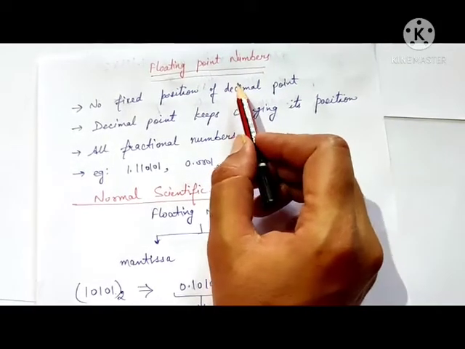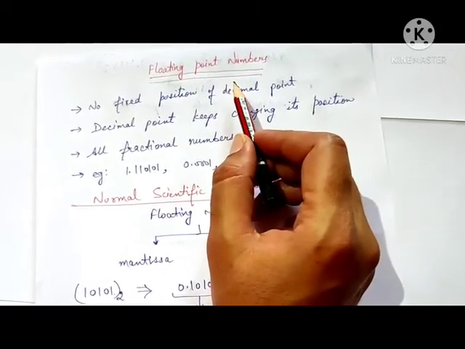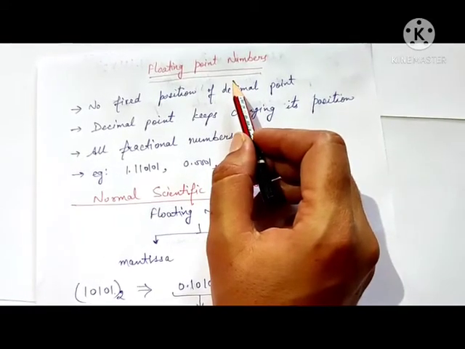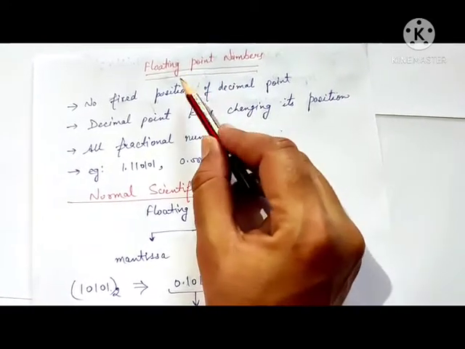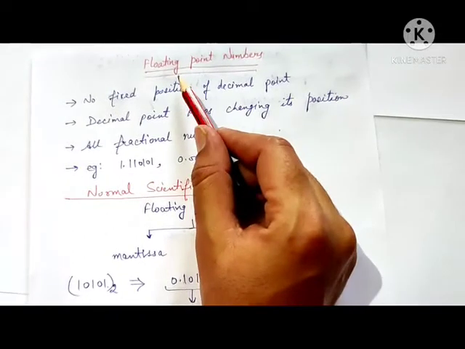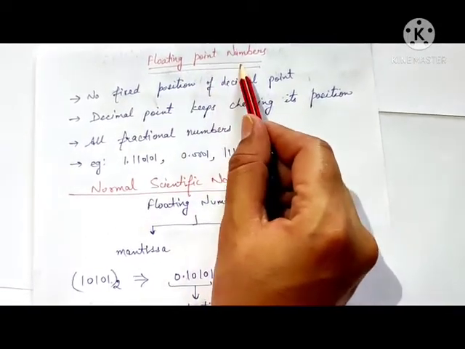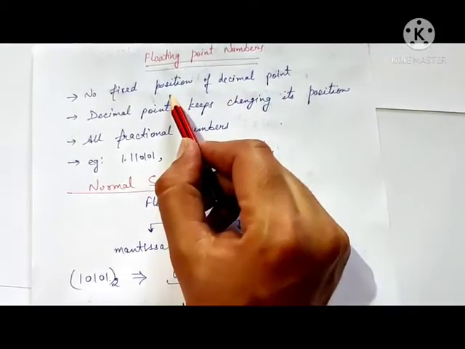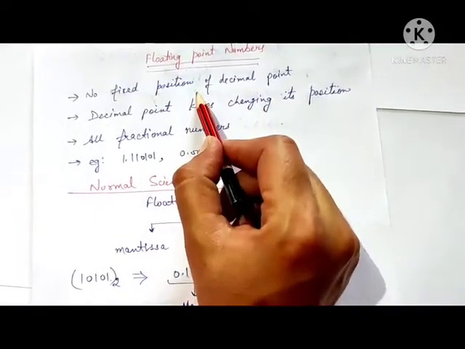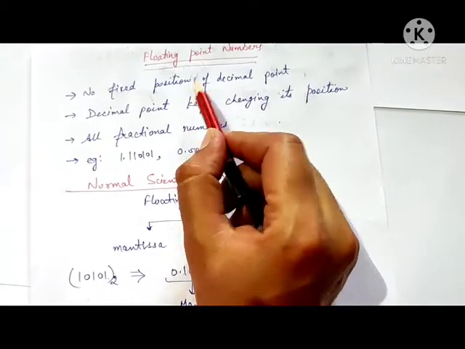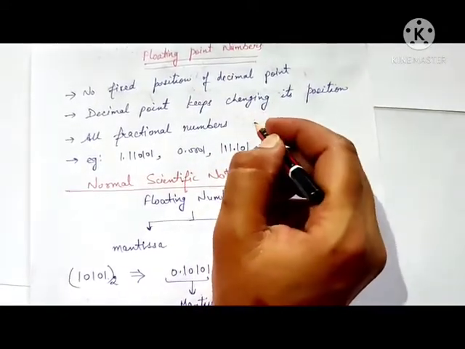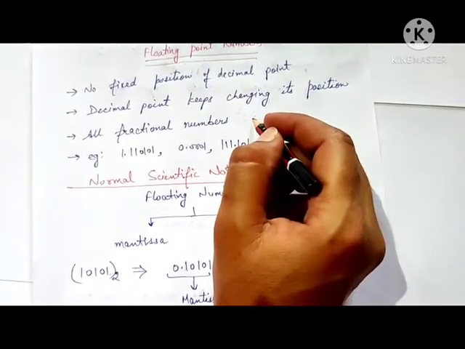In the previous video, we have done the representation of fixed point numbers. Now we are going to start the next representation, that is the representation of floating point numbers. There is no fixed position of the decimal point, and the decimal point keeps changing its position.